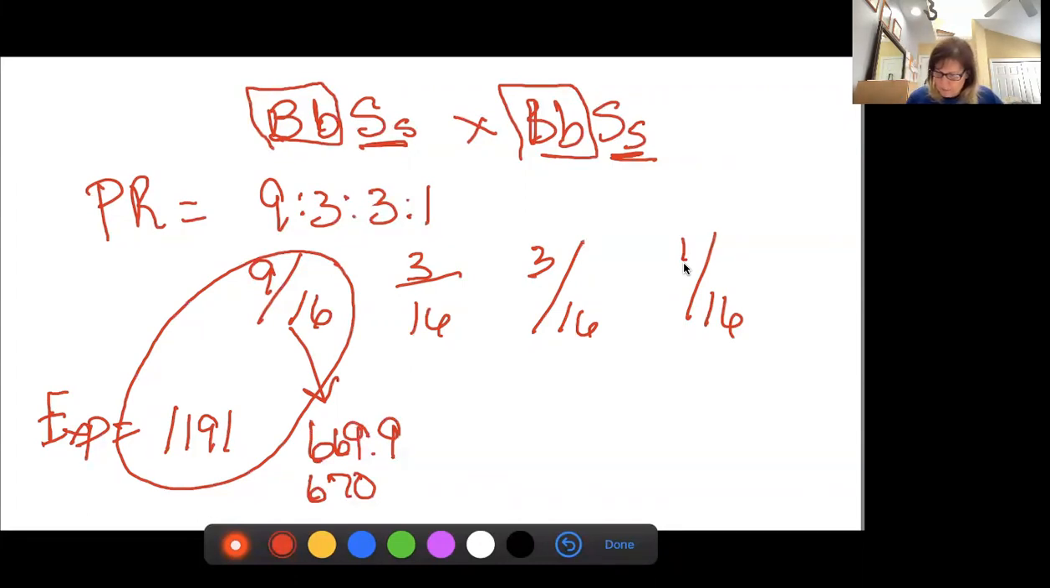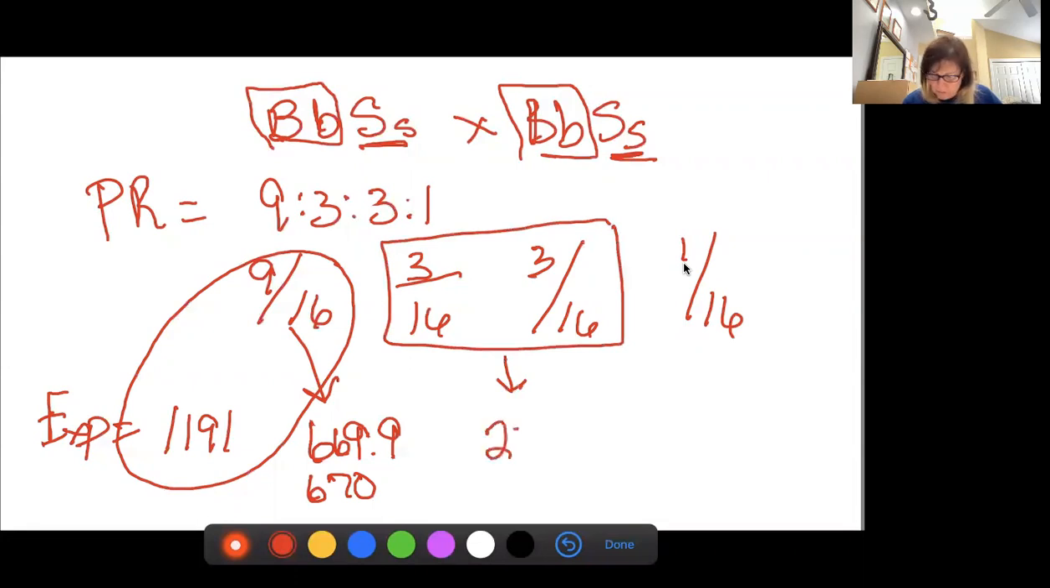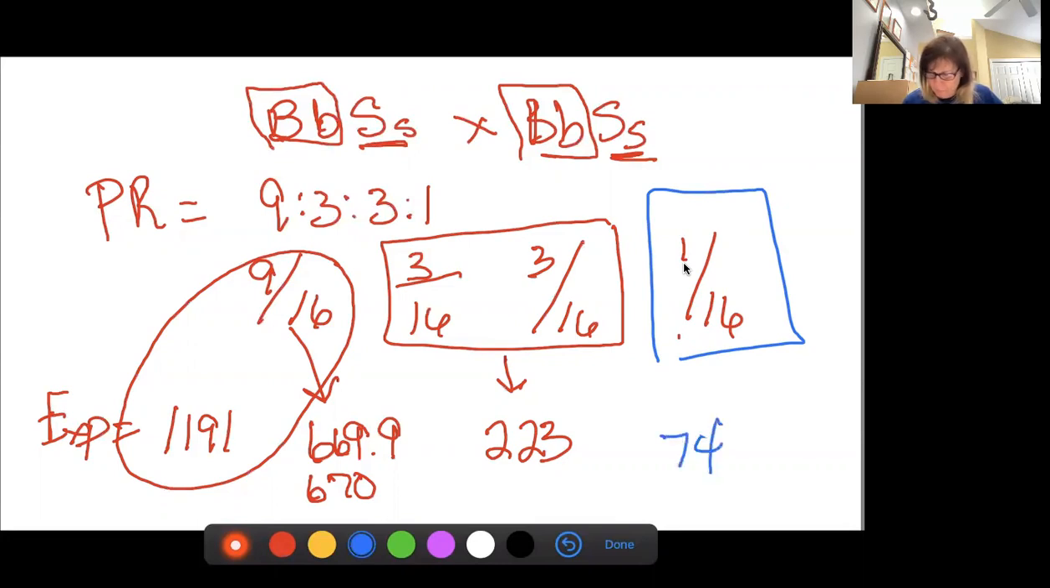And then you would take your 3 divided by 16 and multiply that by 1,191. And these are the same, right? You're multiplying the same thing. So those are both going to be 223. And then the last one, you're going to take your 1/16, so 1 divided by 16 times 1,191, and that equals 74. And hopefully those numbers should be pretty darn close. 670 plus 223 plus 223 plus 74, I'm off by 1, and that's, again, just a rounding factor. If you wanted to go back in and put decimal points or whatever, but it's close enough.